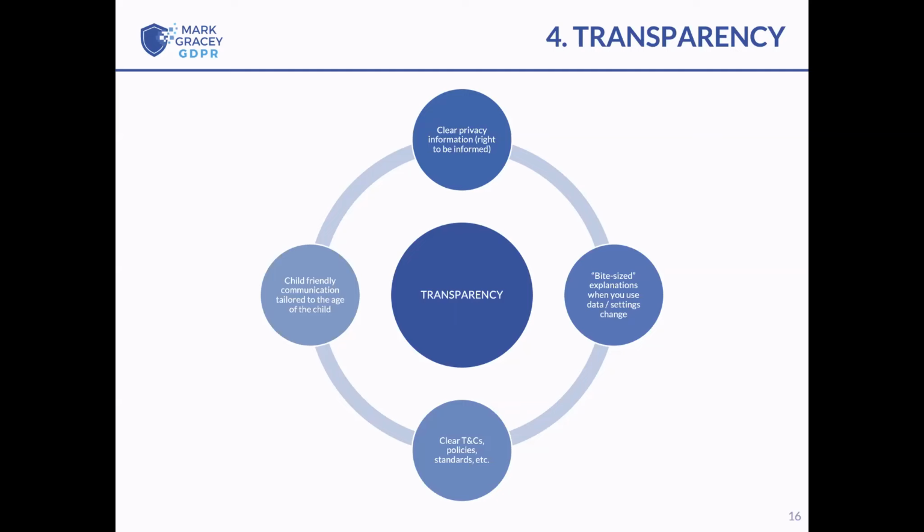You have to set out clear terms and conditions, policies and standards of what you expect you to be doing with regards to personal data, but also maybe even the use of the platform, depending on what you're offering. So the 4th standard is all about transparency and being open and clear about what you're doing and how you're going to be using personal data, and presenting that information in a way that doesn't cause confusion and works according to the age of the child.